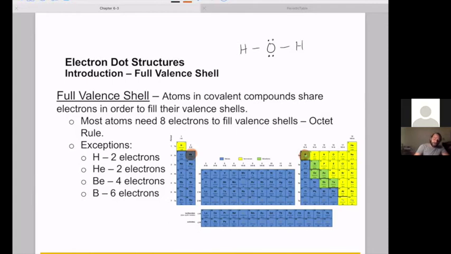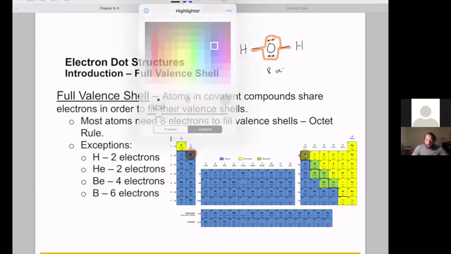Okay, so looking at this water, oxygen, importantly, is not an exception. So it's going to want 8 electrons in its valence shell. When we look at our structure for water, we should be able to count 8 electrons in oxygen's valence. First of all, we have 4 that come from the lone pairs, and then we get to count these covalent bonds in its valence as well. So indeed, oxygen has 8 valence electrons in this structure.